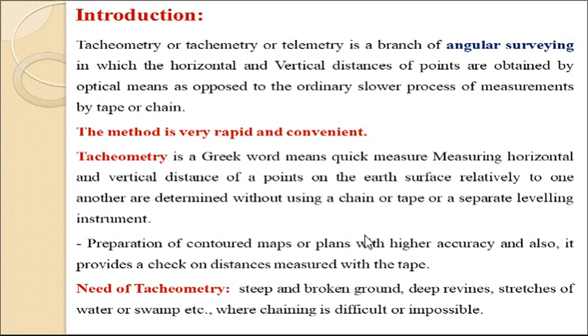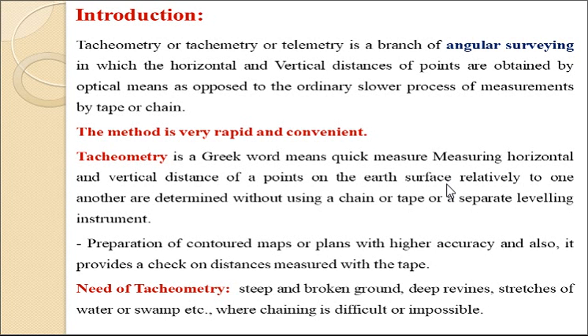Tachymetry is a branch of angular surveying in which horizontal and vertical distances of points are obtained by optical means as opposed to the ordinary slower process of measurements by tape or chain. Simply, in tachymetry, horizontal as well as vertical distances are measured with the help of angular measurements, instead of the conventional method of using chain or tape. Hence, this method is a quicker method than measuring distances with tape and chain.